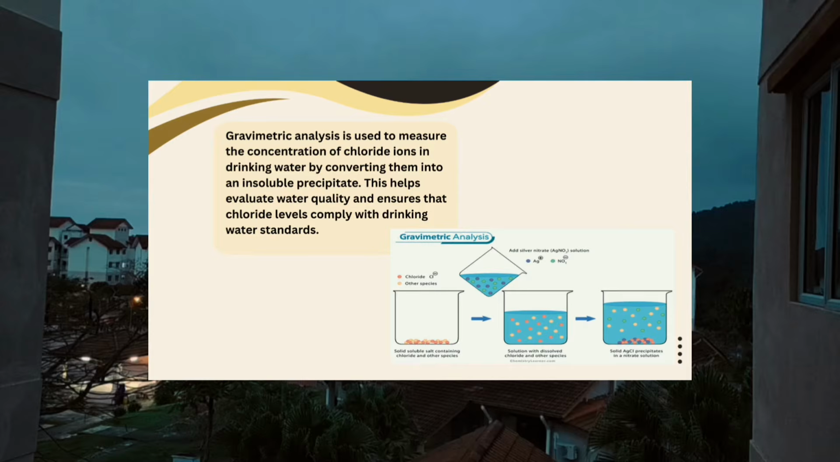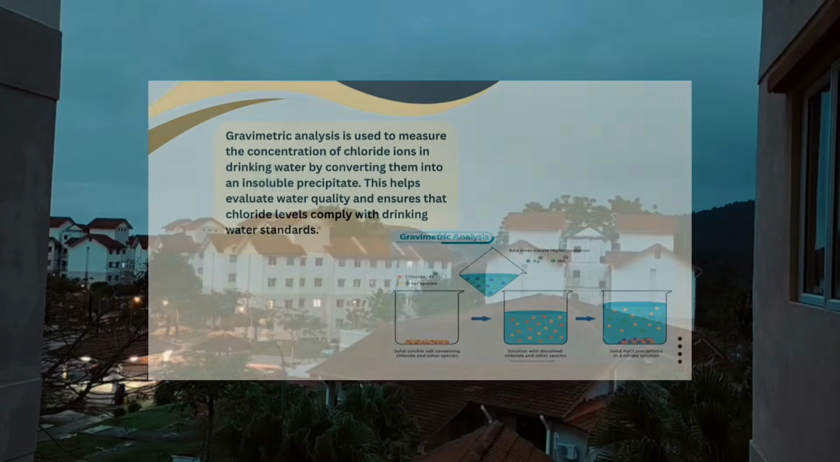What is the use of gravimetric analysis? Gravimetric analysis is used to measure the concentration of chloride ions in drinking water by converting them into an insoluble precipitate. This helps evaluate water quality and ensures that chloride levels comply with drinking water standards.